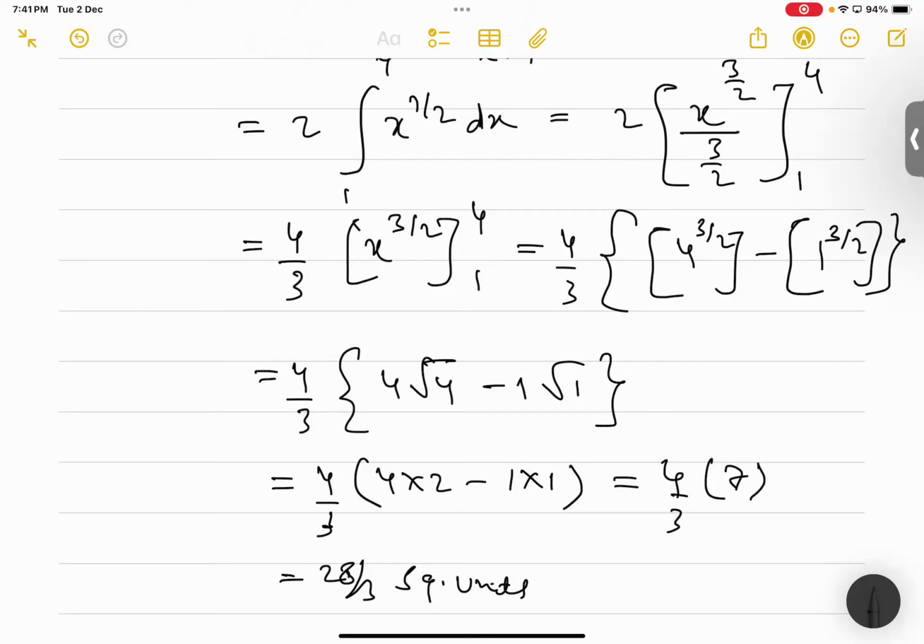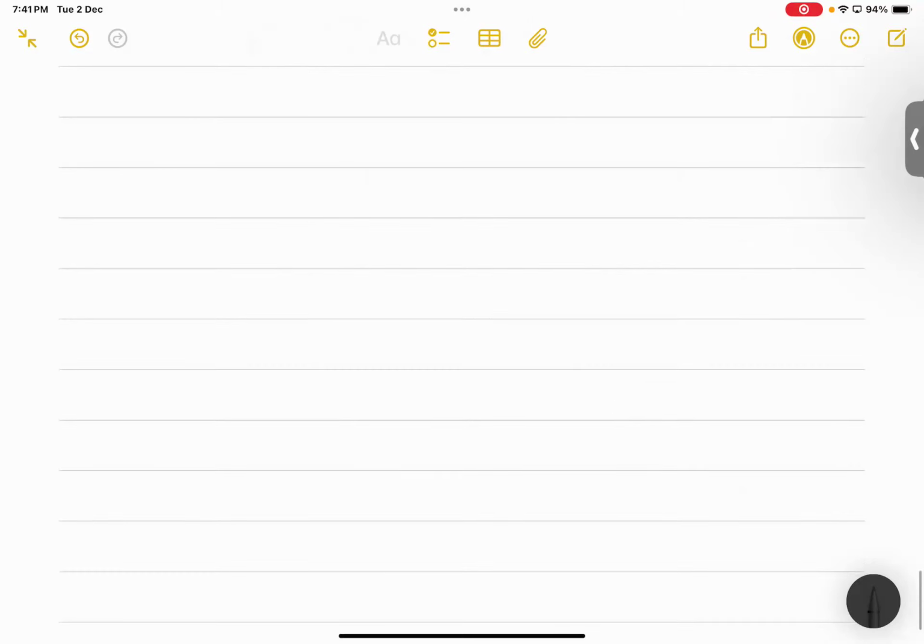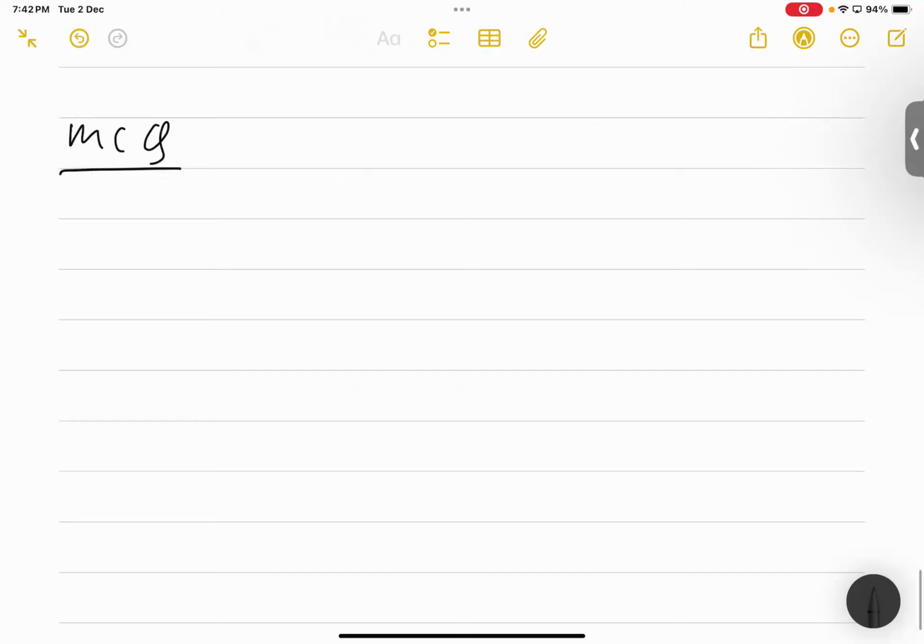Done, guys. Question number 3, MCQ number 3. Okay, it is from the textbook, MCQ number 3.